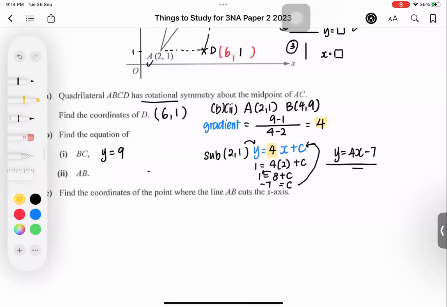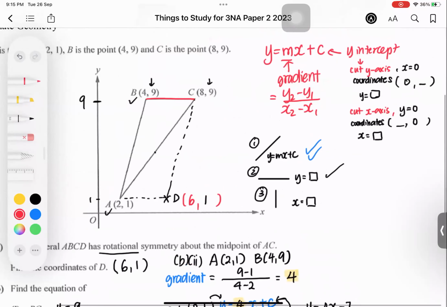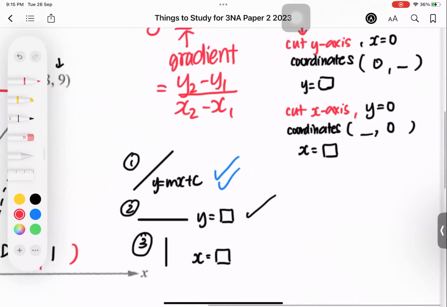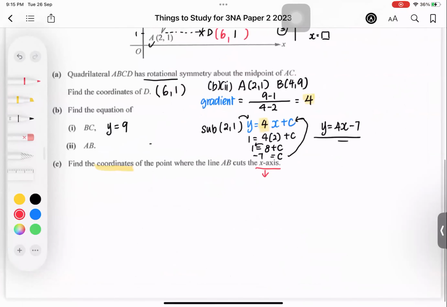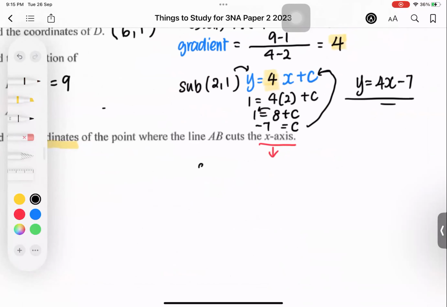This word here, coordinates of the point where it cuts the x-axis. Cut x-axis, what did we say just now? Cut x-axis, what happened? The y is equal to 0, right? Cut x-axis, y equals to 0. So I sub y equal to 0 into my equation. 0 equals to 4x minus 7. 4x equal to, bring this over, become positive 7. x equals to 7 over 4.